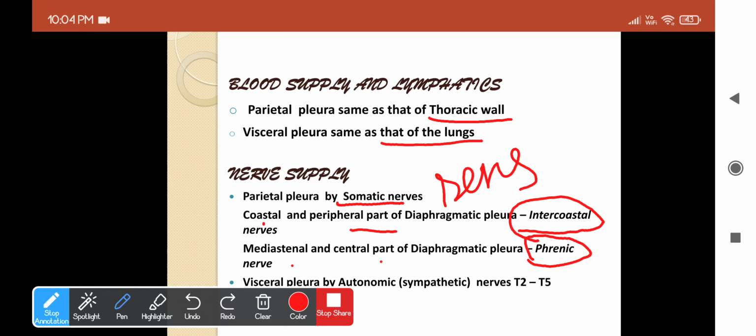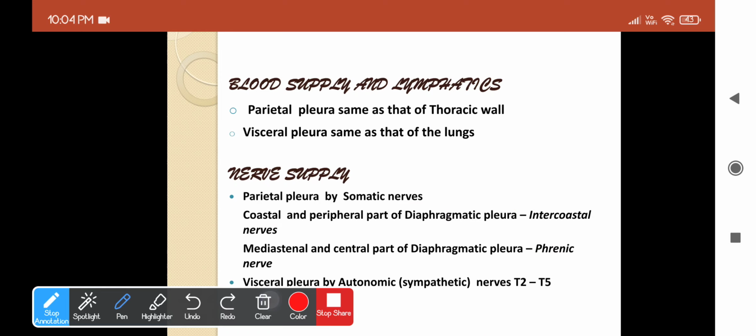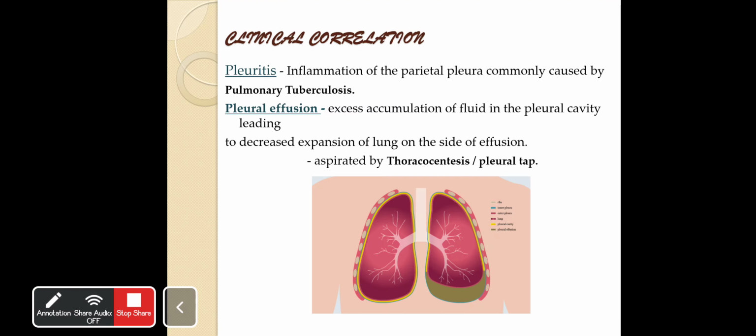Going for the visceral pleura, this will be derived from the splanchnopleuric layer of the lateral plate mesoderm. Hence, they will be supplied by the autonomic nerves and are insensitive to pain. They are pain insensitive, and they will be supplied by the thoracic T2 to T5 spinal nerves. Okay, this is about the blood supply and nerve supply of the pleural layers. Finally, we will see about the important clinical correlations.